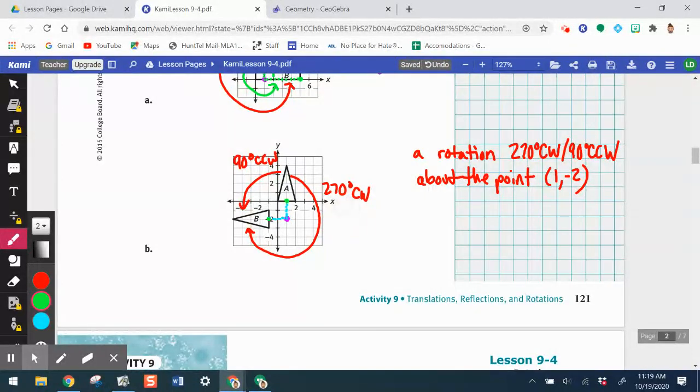And notice I said here that it could be two directions. We can describe it by two directions. We could say 270 degrees clockwise or 90 degrees counterclockwise. So I said a rotation 270 degrees clockwise or 90 degrees counterclockwise about the point 1, -2.